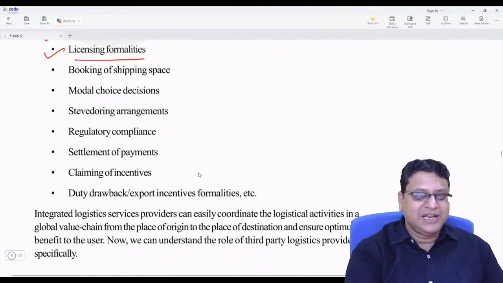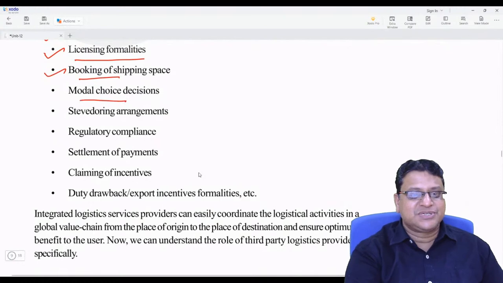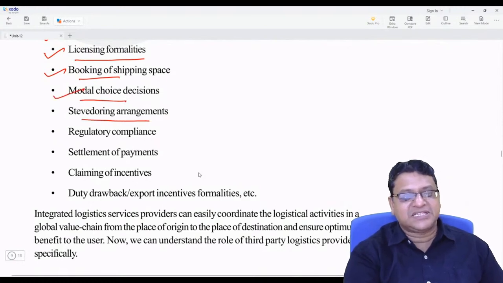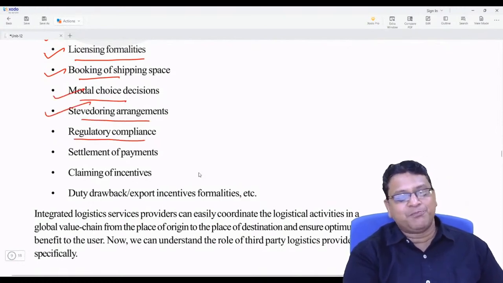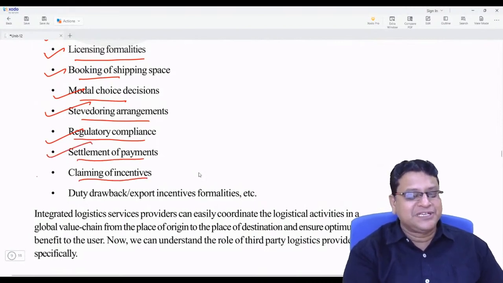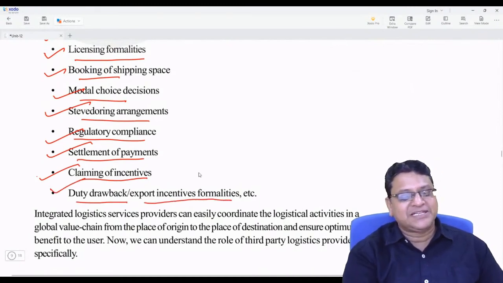It deals with modal choice decisions. It deals with stevedoring arrangements. It deals with regulatory compliance. It deals with settlement of payments. It deals with claiming of incentives. It deals with duty drawback, export formalities, etc.